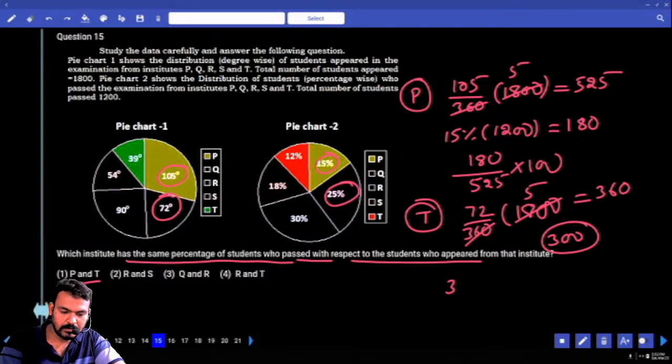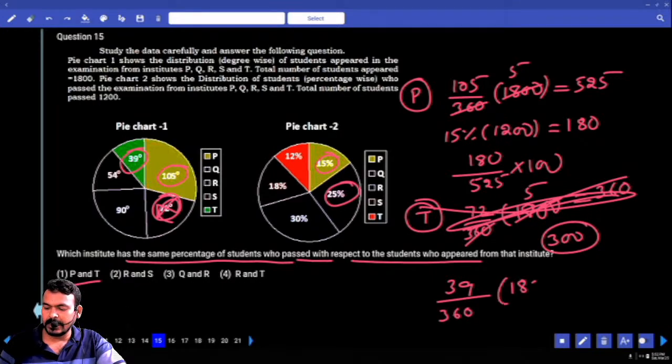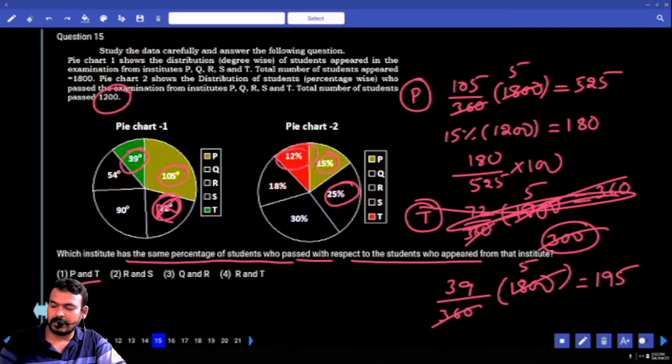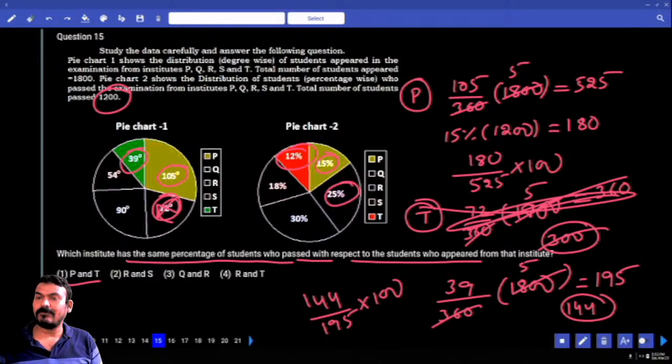Sorry, T. What is the T value? 39 degrees. 39 by which one? 360 into how much value? 1800. 360 how many times? 5 times, so 39 into 5 is 195. And what is the pass value? 12% of 1200, that is 144. 144 upon which value? 195 into 100. First one is 180 by 525.